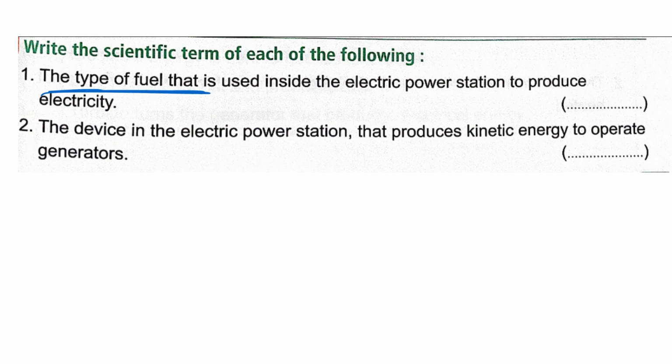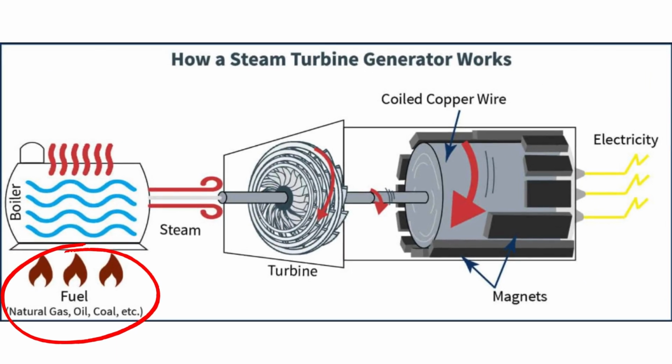We have here 2 questions. Write the scientific term of each of the following. The type of fuel that is used inside an electric power station to produce electricity. So what is the type of fuel that is used inside an electric power station to produce electricity? And we know we can say electric power station or power plant. Okay, so what is this fuel? We have 2 types, yes, biofuel and fossil fuel.